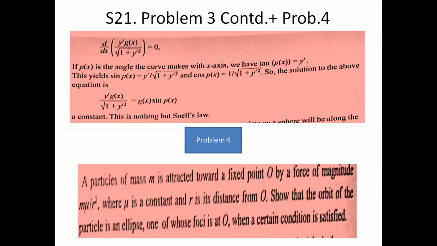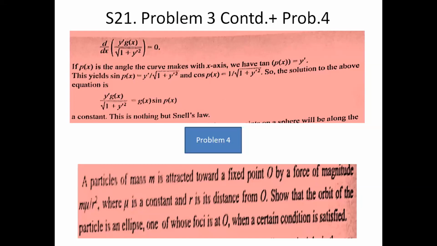As shown in the next slide, S21, for the non-homogeneous medium, where we have introduced a function g(x), I get y' g(x) is constant, and this could be identified because sin θ(x) and cos θ(x) are defined. So this could be identified as Snell's law. I just now stated that Hamilton's principle actually gives you the laws of reflection and refraction. So you indeed see that.